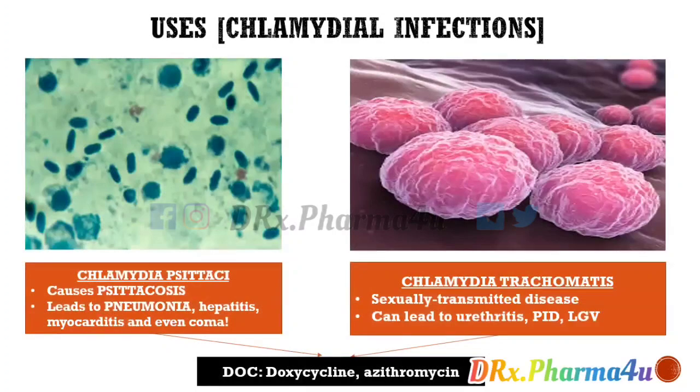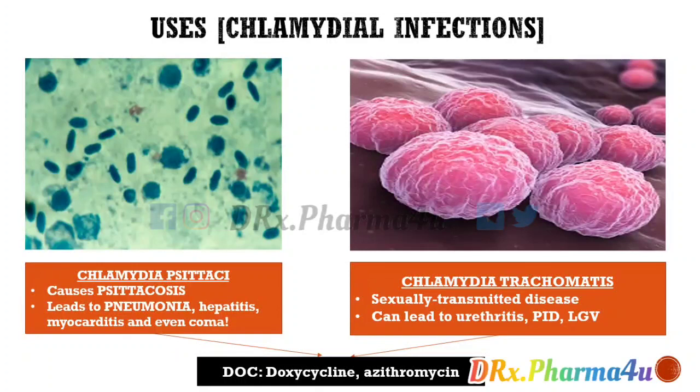Then we can use it in two different types of chlamydial infections. One is called Chlamydia psittaci and another is called Chlamydia trachomatis. Chlamydia psittaci usually causes a disease known as psittacosis, which you can see on the left hand side. It leads to a condition known as pneumonia. Mainly it causes pneumonia, but it can cause hepatitis, inflammation of the myocardium, so it is called myocarditis, and even death due to coma.